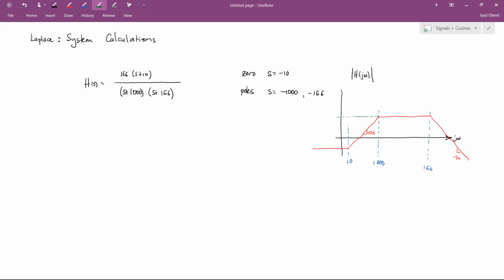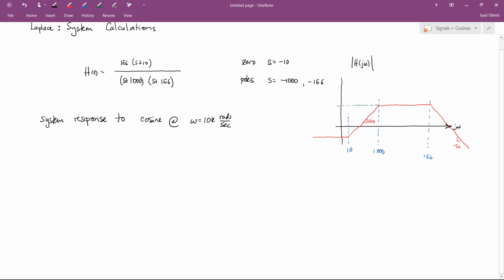So an easy way to start might be to ask, how does this system respond to a cosine at, let's try 10,000. You'll remember from the previous video that if you take the Laplace transform and you limit yourself to the j omega axis, you get the Fourier transform. And that's important to remember because the Fourier transform is what tells you how the system responds to different cosine inputs.